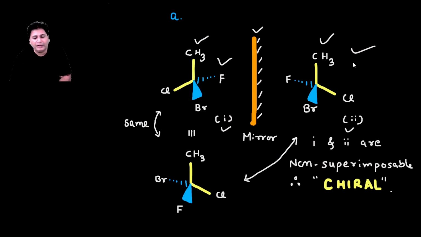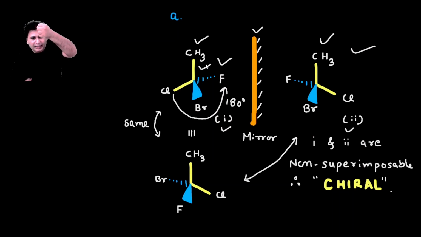For that, let us see how I have done it. You take this compound and you just rotate it 180 degrees like this. So you rotate it 180 degrees. As you rotate it 180 degrees, keeping this bond intact, so keeping CH3 intact, you rotate the Cl 180 degrees.